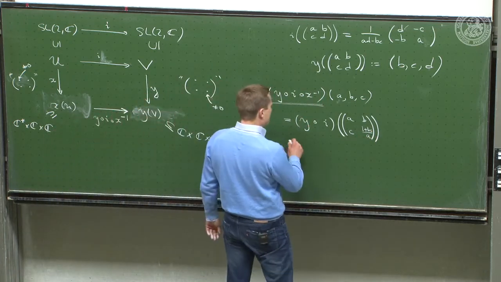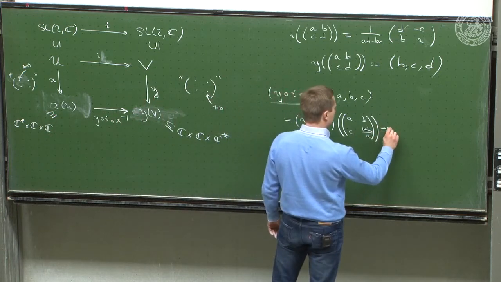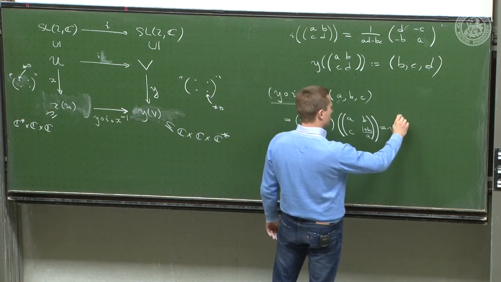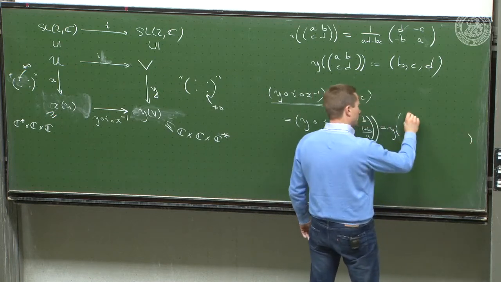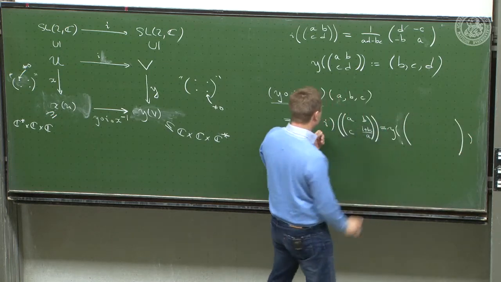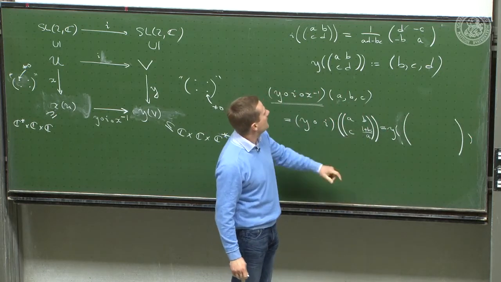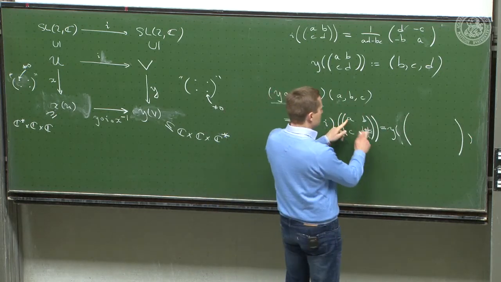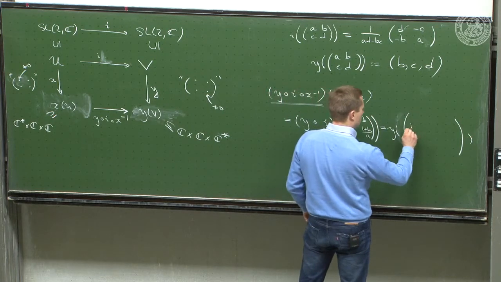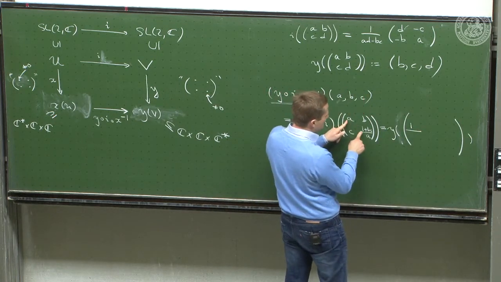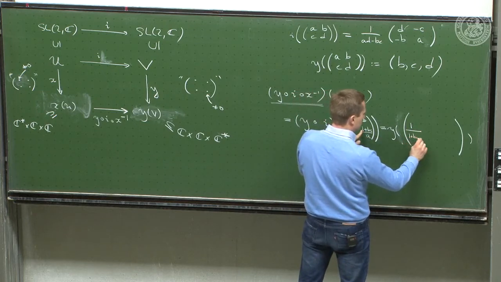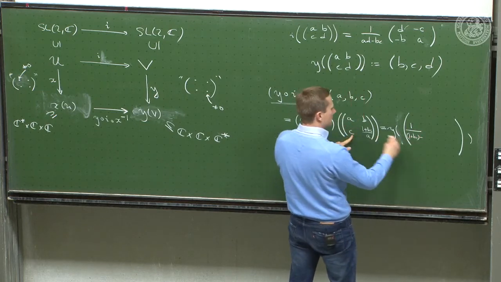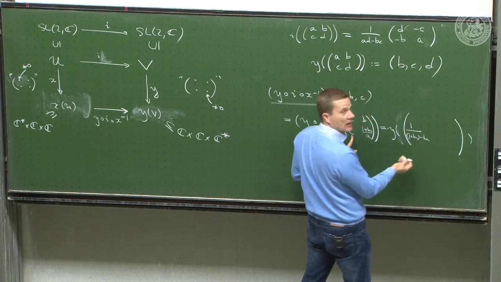Now what does the I map do to that? So this goes to y of, small brackets, y of, and what does this eat? It eats the result of the action of the I map. But the I map takes first of all the 1 over the determinant of this guy. So this is A times 1 plus BC over A, so it's 1 plus BC minus BC. That's just 1.